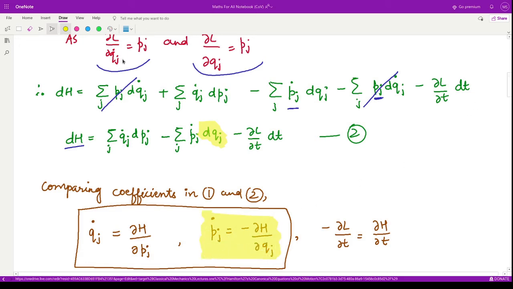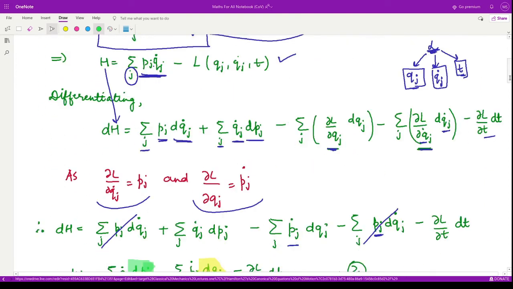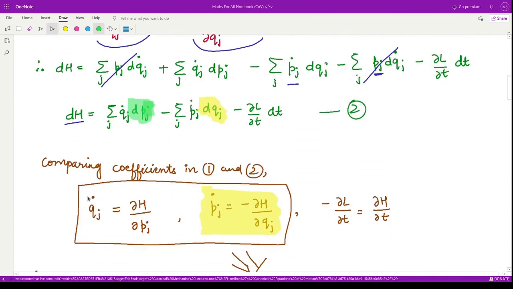Now let us compare the coefficients for dpj. Here it is qj dot. Let us see the coefficient of dpj in equation number 1. The coefficient of dpj in equation 1 is del h by del pj. So qj dot is equal to del h by del pj. This is our second equation.